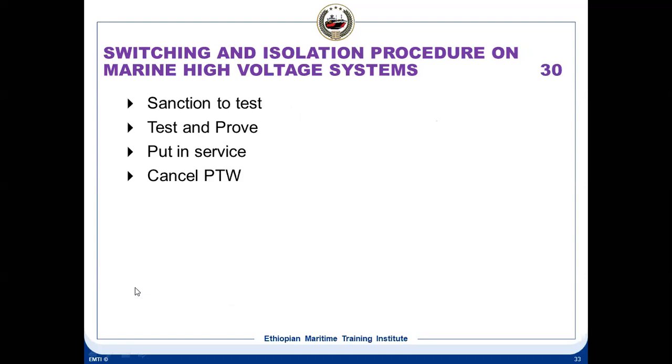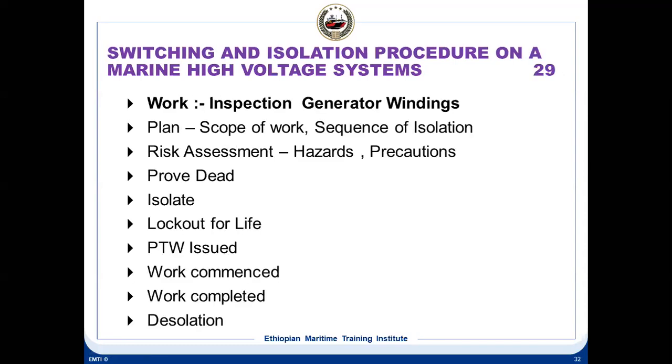Remove all the isolations, like the starting gear and turning gear, everything. Remove everything and put the machinery back into service conditions. Then at the last, the permit to work is cancelled. Once the permit to work is cancelled by the authorized person, the equipment is back in service as normal. So this is the switching and isolation procedure on high voltage systems.